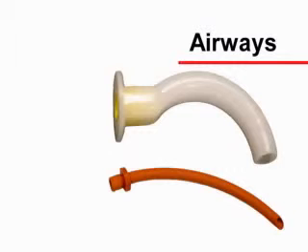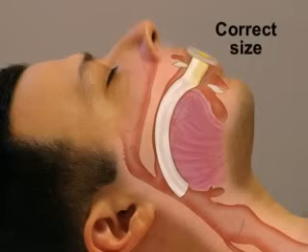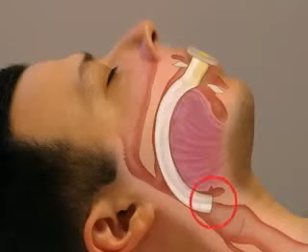Occasionally, it is difficult or impossible to provide ventilation unless an oral or nasal airway is inserted. These devices are most helpful when the cough and gag reflexes are absent. Insertion in patients with intact reflexes may precipitate coughing, vomiting, and laryngospasm. When used, the appropriate size device must be selected in order to avoid worsening of the airway obstruction. Too small an oral airway may push the tongue against the oropharynx. Too large an oral airway may push against the epiglottis and trigger laryngospasm.